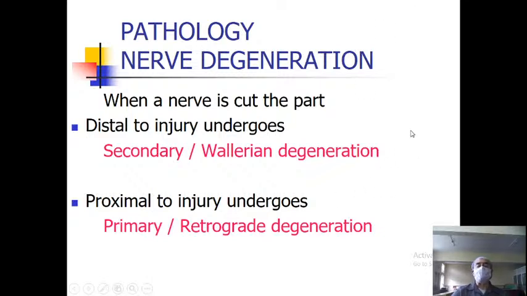Coming to the pathology, what are these degeneration, regeneration and all? So when a nerve is cut, then the part distal to the injury undergoes what is known as secondary or Wallerian degeneration. What that means we will know, but all of you should know for now that distal to the injury there will be Wallerian degeneration, but proximal to the injury there will be retrograde degeneration, which is a primary process, and Wallerian degeneration is secondary. This proximal part undergoes primary or retrograde degeneration.